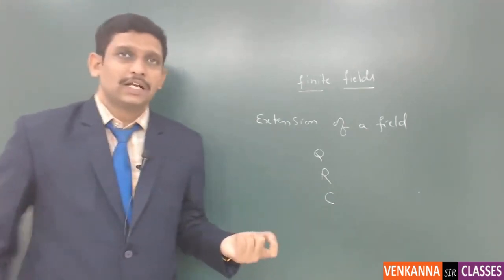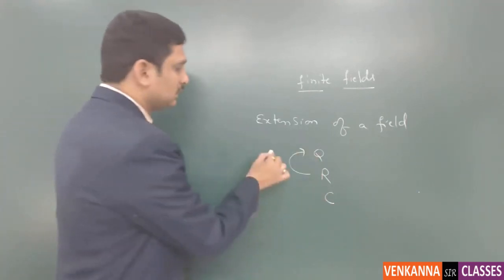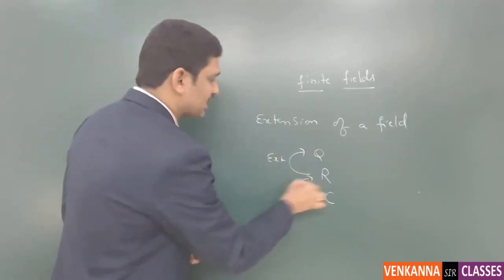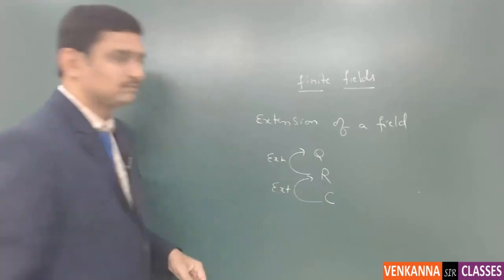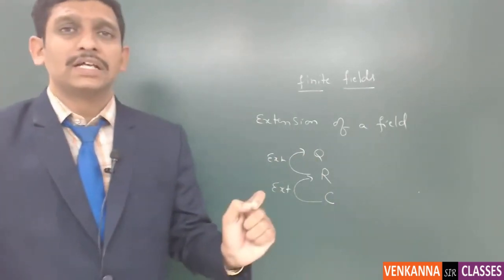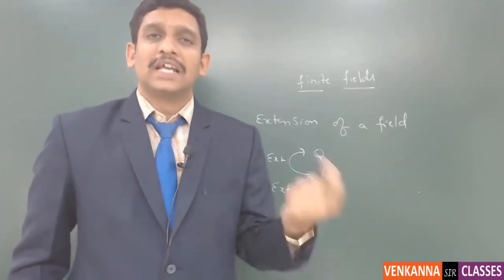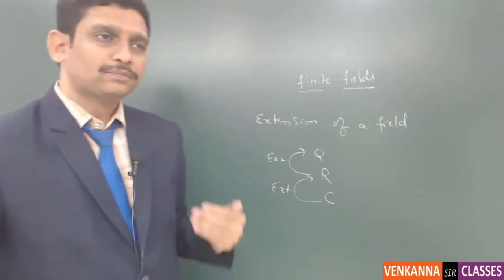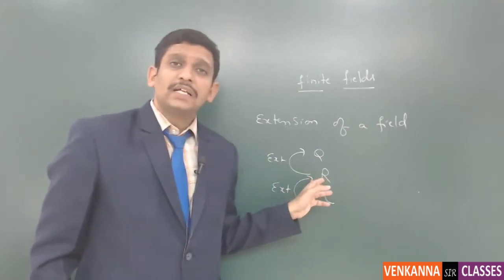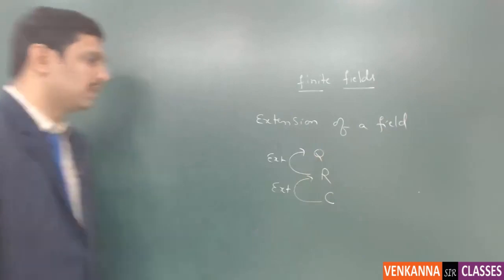So we say that R is an extension of Q and C is an extension of R. Whenever we know a field and its subfield, the field is called an extension of the subfield. And one other property is the field acts as a vector space over the subfield.